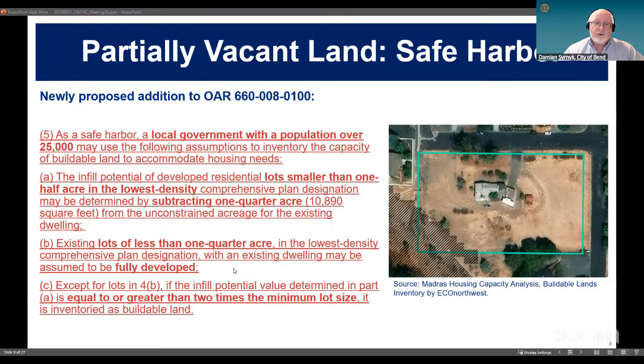I do appreciate 5A and B because I think it provides cities the opportunity to recognize that there are going to be parcels that it would be better to treat as developed and keep it easy. And then maybe focus a little more attention on some of those larger parcels that have more development capacity. So we're getting at something, hopefully, more realistic.